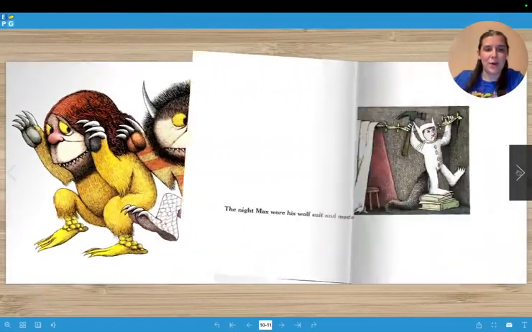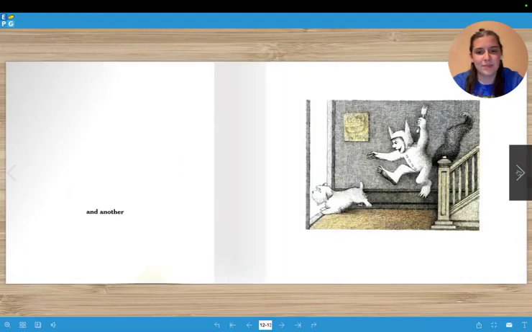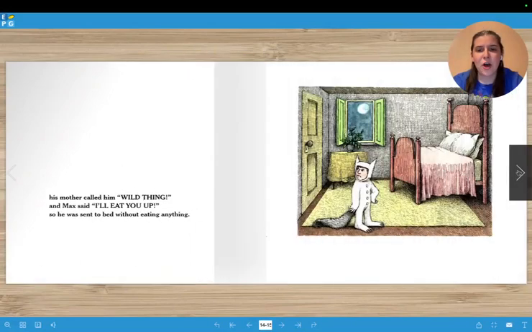Here we go. The night Max wore his wolf suit and made mischief of one kind and another. His mother called him Wild Thing, and Max said, I'll eat you up. So he was sent to bed without eating anything.